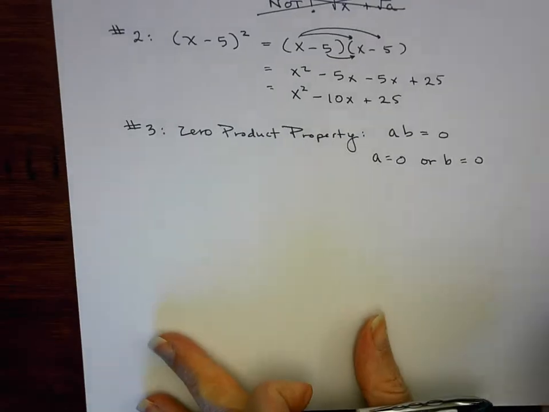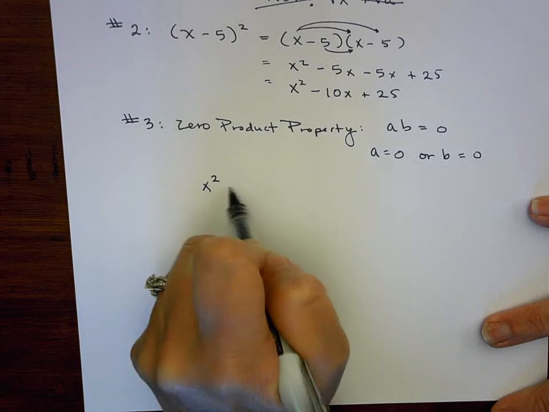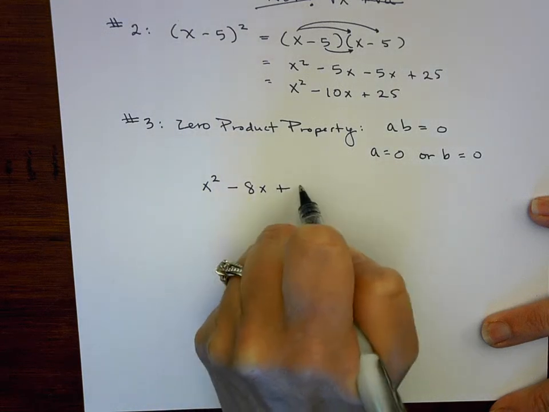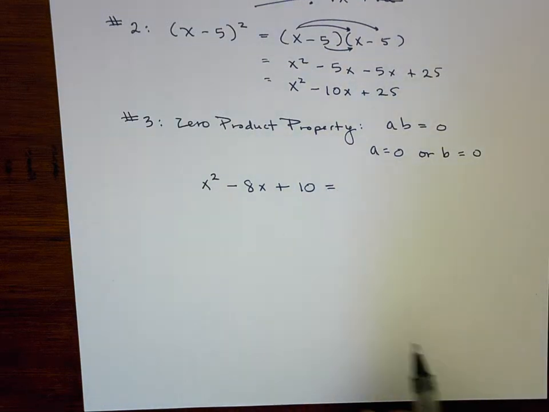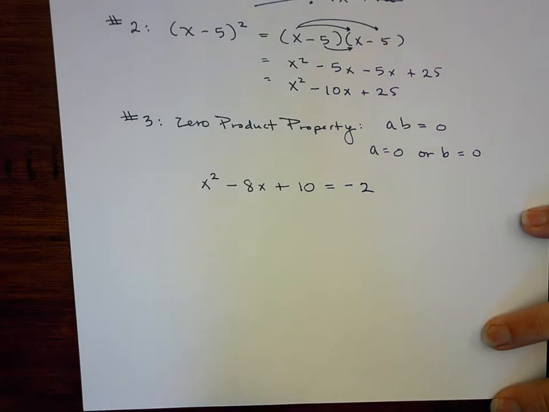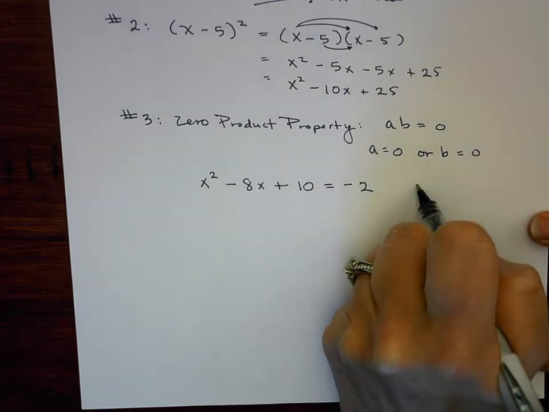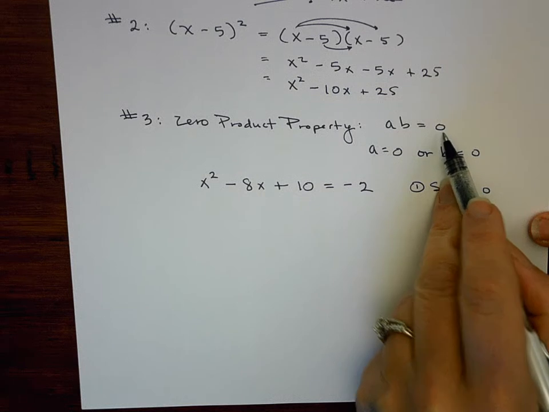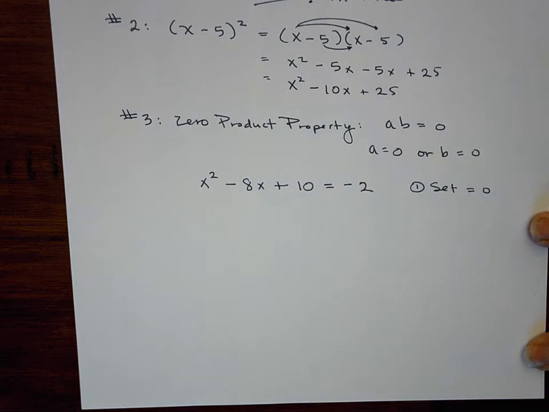And how did we use that? Just to remind you, if we had something along the lines of x squared minus 8x plus 10 equals negative 2, say something like that. The first thing we would do is set it equal to 0, right? So this is a little reminder idea. We would set equal to 0 because it's the zero product property, not the negative 2 product property, but the zero product property. So I would add 2 to the other side.